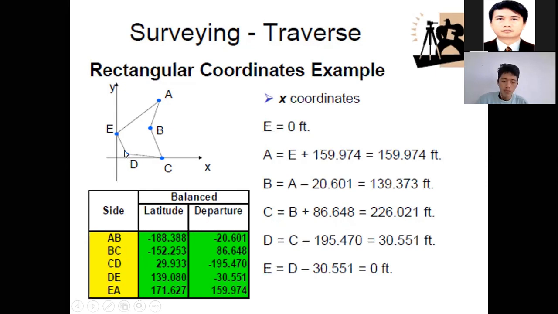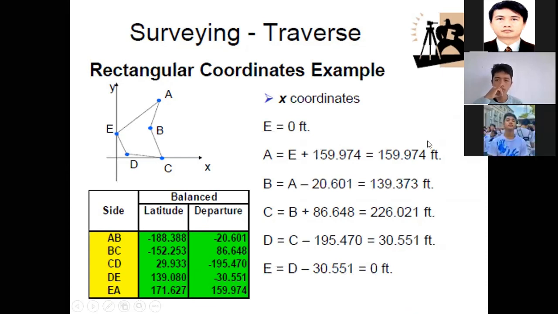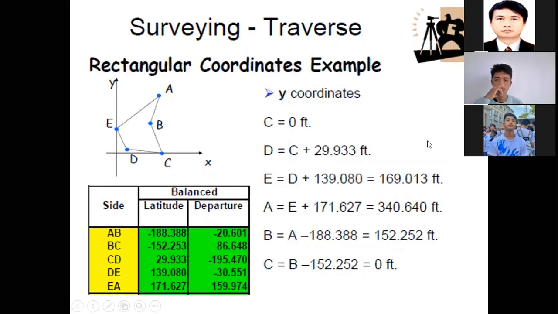The next point, D to E, we're using the departure value of the line segment DE, which is negative 30. So when you add this, this will give us, of course, a zero value for the x component of point E. Okay? Any questions on this part for x? None po. None, okay.